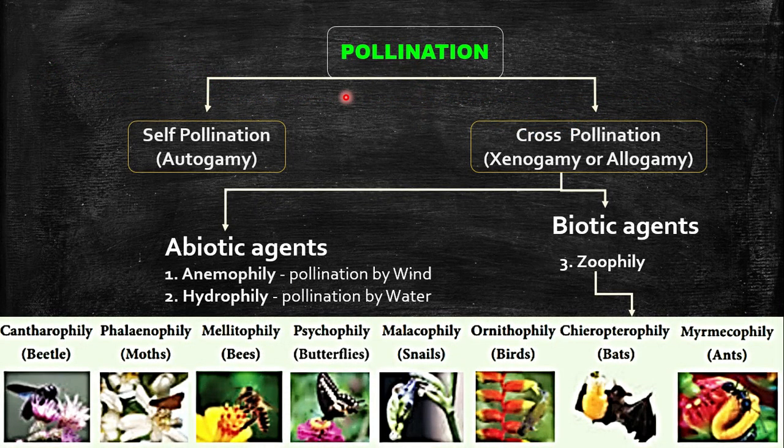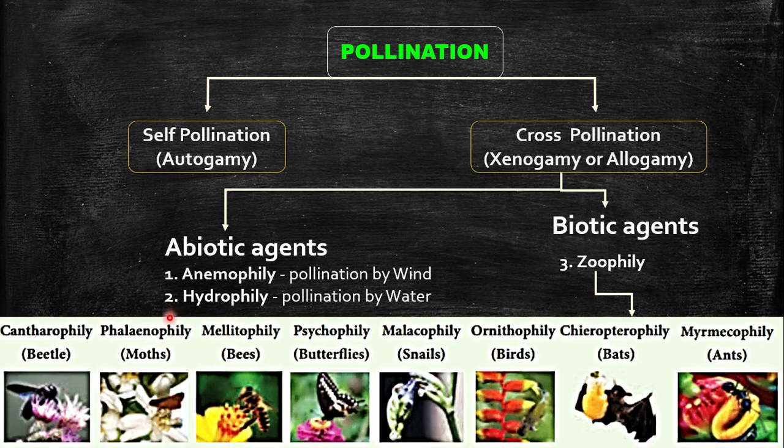Pollination is basically divided into two types, self-pollination and cross-pollination, based on where the pollen reaches. Self-pollination is called autogamy. Cross-pollination is otherwise called xenogamy or allogamy. Cross-pollination is of two types, abiotic agents and biotic agents, based on the agents that pollinate the flowers. In anemophily, plants are pollinated by wind. In hydrophily, pollination is by water.